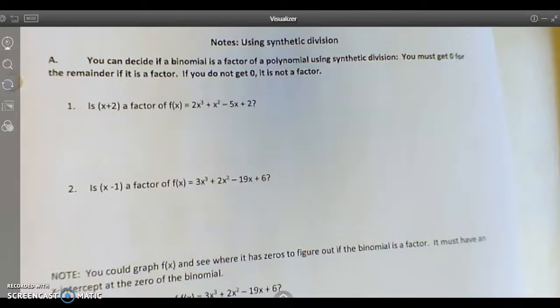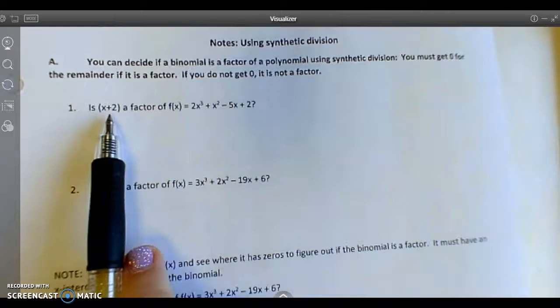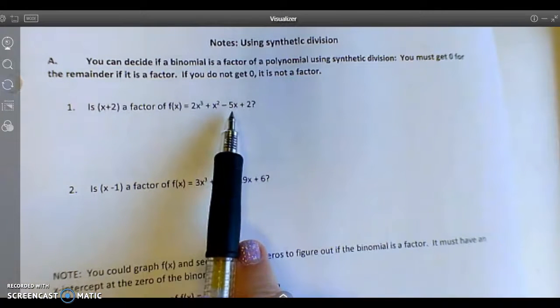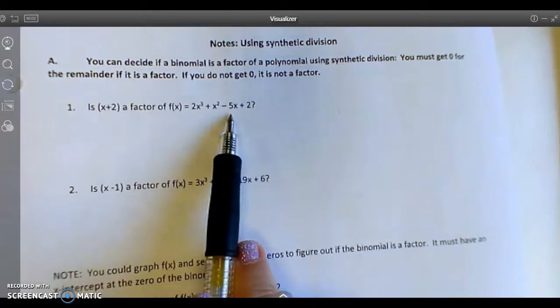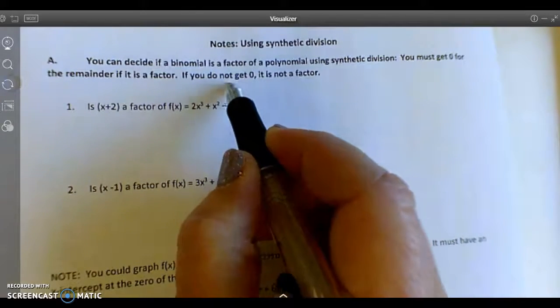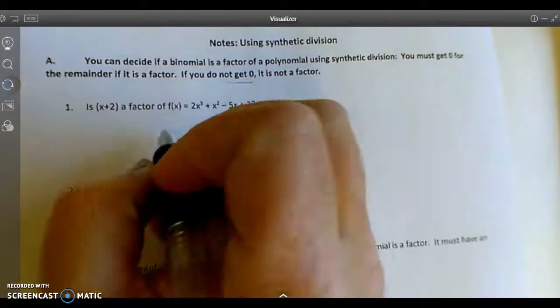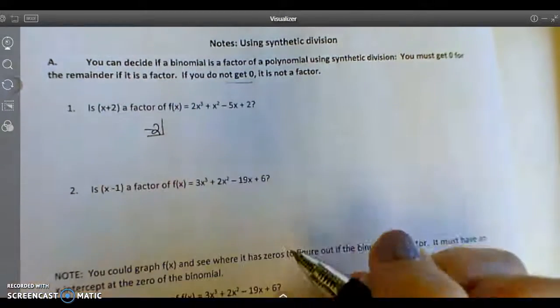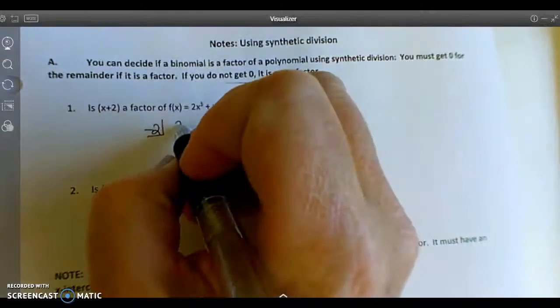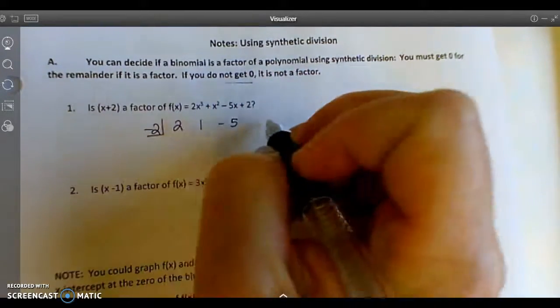So 1 and 2, they're asking you to use synthetic division to figure out if something is a factor of something else. Okay? What you do is you divide the way that we have been, and you see if you get a remainder of 0, because when you get a remainder of 0, it means it factors. So on number 1, we would put -2 in the box. Put all your numbers, make sure there's nothing missing, and there isn't.